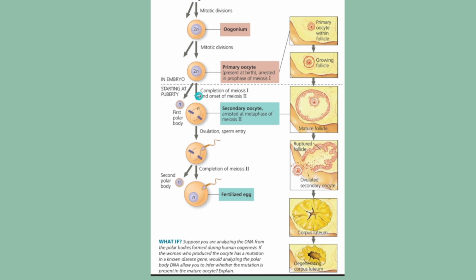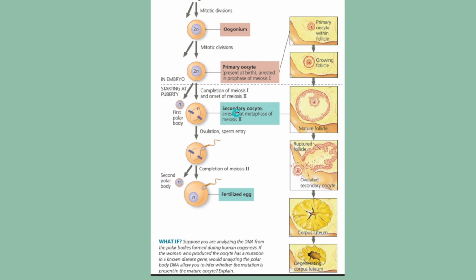Once they reach the puberty age, they will complete meiosis 1 and start meiosis 2. Once they complete meiosis 1, of course they will produce two types of cell, but only one of them is called the secondary oocyte. The other one we call the first polar body. This one is useless. It is not the egg, it is not the secondary oocyte. It will be denatured in the future. So there is only the secondary oocyte.